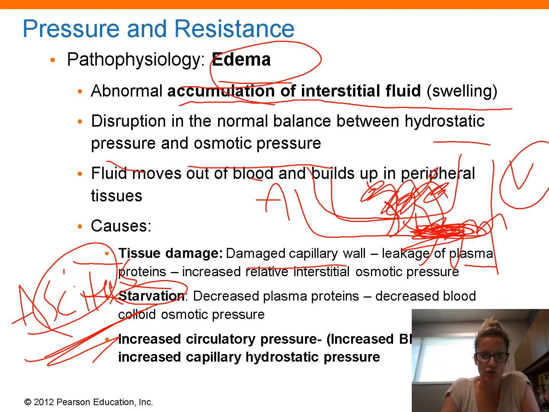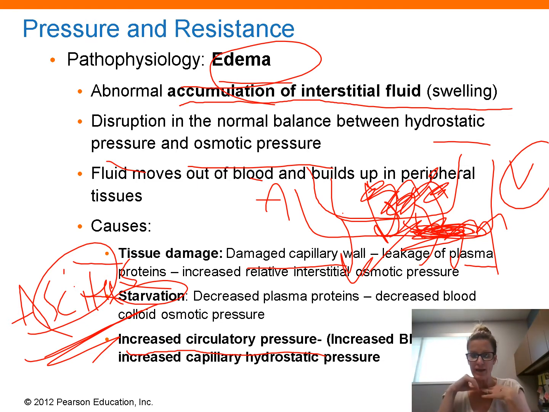Anything that increases circulatory pressure, or blood pressure, would cause edema. Remember, we have a balance between filtration out of the blood and reabsorption back into the blood. Well, filtration is driven by hydrostatic pressure, right? That blood pressure. So if you increase blood pressure, you're going to increase filtration, so you can have fluid accumulate. Increased blood pressure, for example.